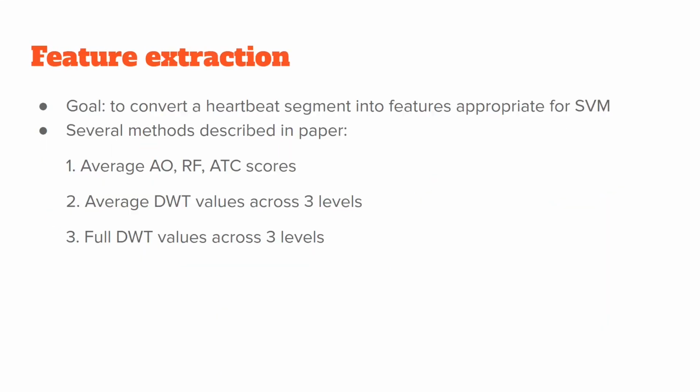After heartbeat segmentation, the next task was to convert the segmented heartbeats into features appropriate to be used in training the SVM. The feature extraction process needs to retain the characteristic of the user's heartbeats while removing irrelevant noises. The paper outlined numerous methods of feature extraction. Our team tried the following three.